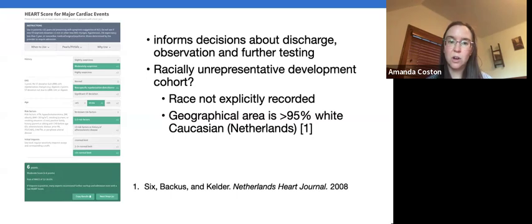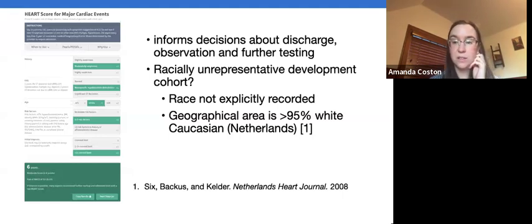And one of the concerns where this covariate shift piece comes in is that this is widely used here in the U.S., I think in other countries as well, although I'm not as sure about that, but it was actually developed, the tool was developed in the Netherlands. And the cohort that they developed the tool on and evaluated on initially, they didn't include race explicitly, so we don't actually know what the racial demographics was there, but they reported in this paper in the Netherlands Heart Journal, I have the citation at the bottom here, that the geographical area where the patients were drawn from, where they were living, was over 95% white or Caucasian.